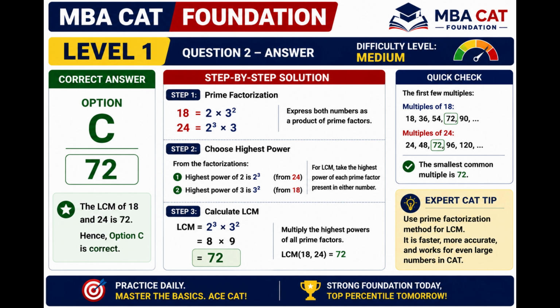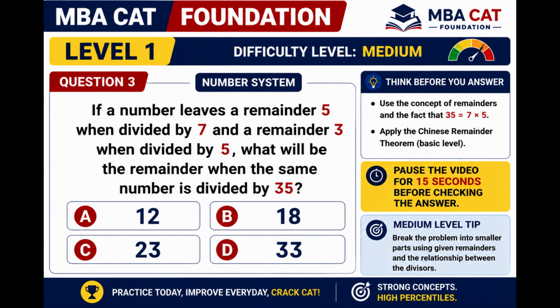Excellent work! Let's continue building your CAT foundation with the next medium-level challenge. Question 3. Number system, remainders. A number leaves a remainder of 5 when divided by 7 and a remainder of 3 when divided by 5. What will be the remainder when the same number is divided by 35?